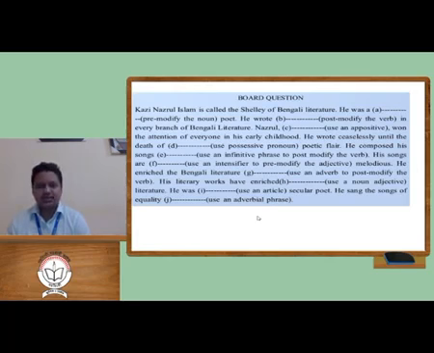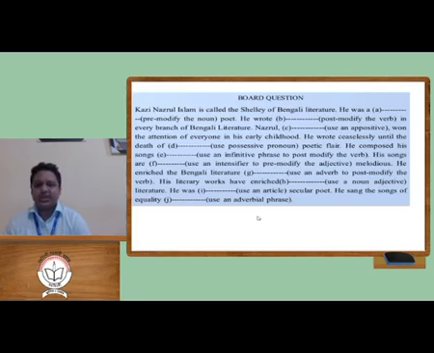He was, use an article, secular poet. So we have to use a here. He was a secular poet. He sang the songs of equality. Use an adverbial phrase. We have to use an adverbial phrase. So he sang the songs of equality throughout his life, during his life, etc.